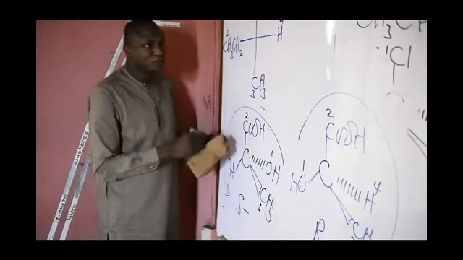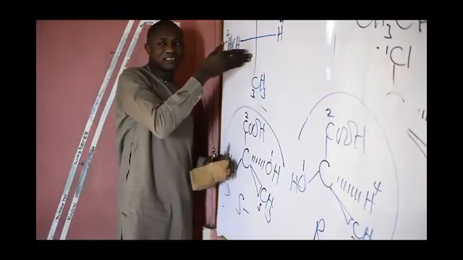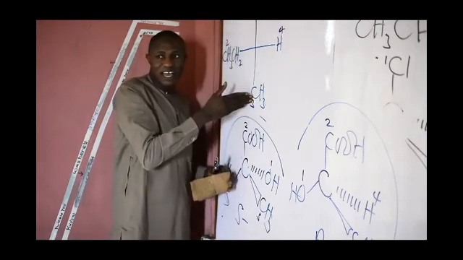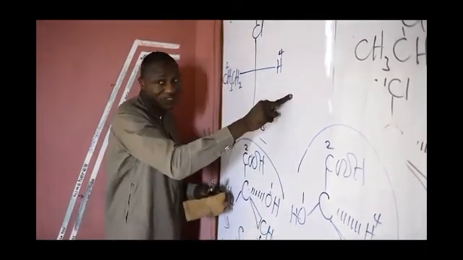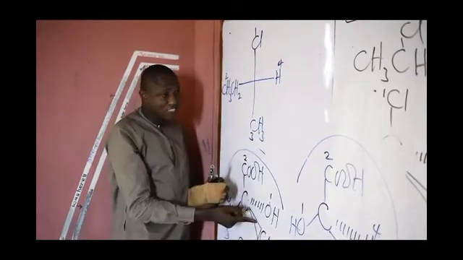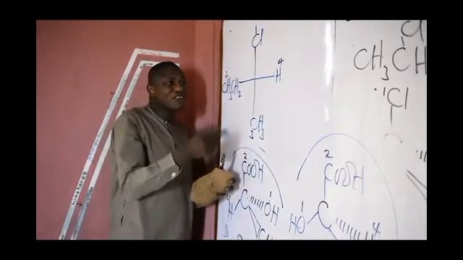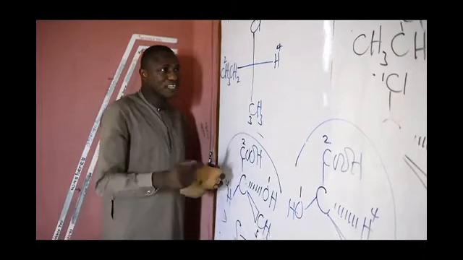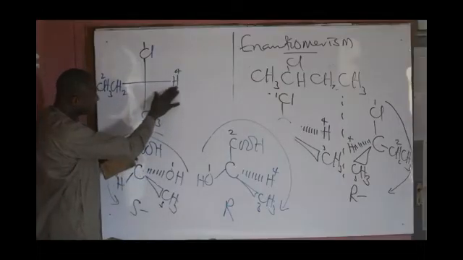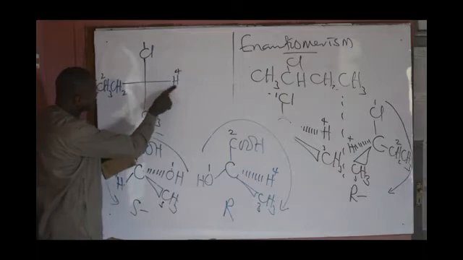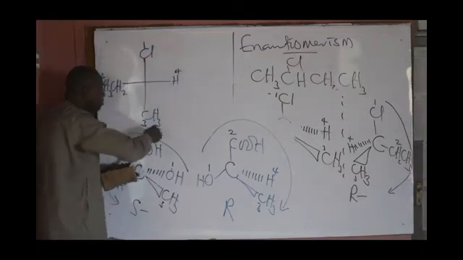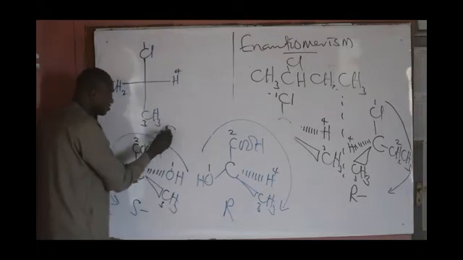The same thing is applicable to this. In Fischer projection, the lowest rank group must be on vertical bonds, not horizontal. If it is horizontal, then you have to switch as you did here, and the configuration of the switched enantiomer is the opposite of the configuration of the actual molecule. So look at this. The lowest rank here is horizontal. If we look at it, it was 1, 2, 3, 4. That is anti-clockwise. This was S.